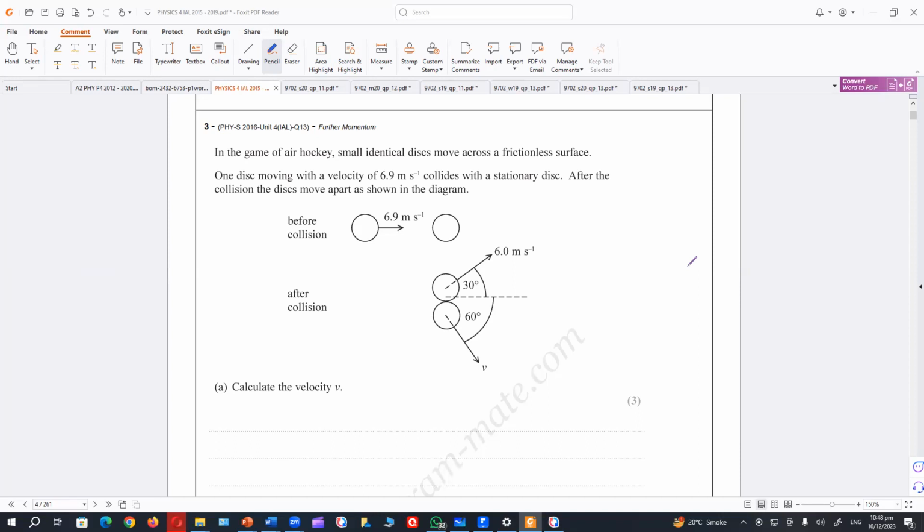So let's call this u1, and u2 is equal to 0. Let's call these v1 and v2. So we have to resolve the velocities because there are angles. I think we discussed resolution in our class, the theory.